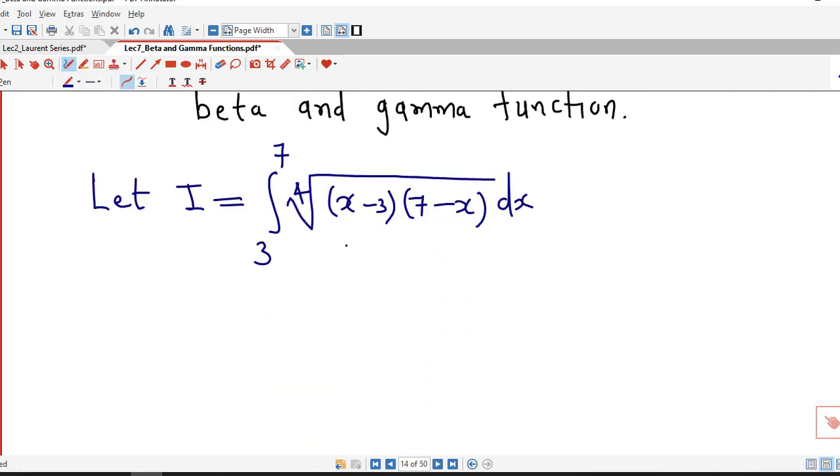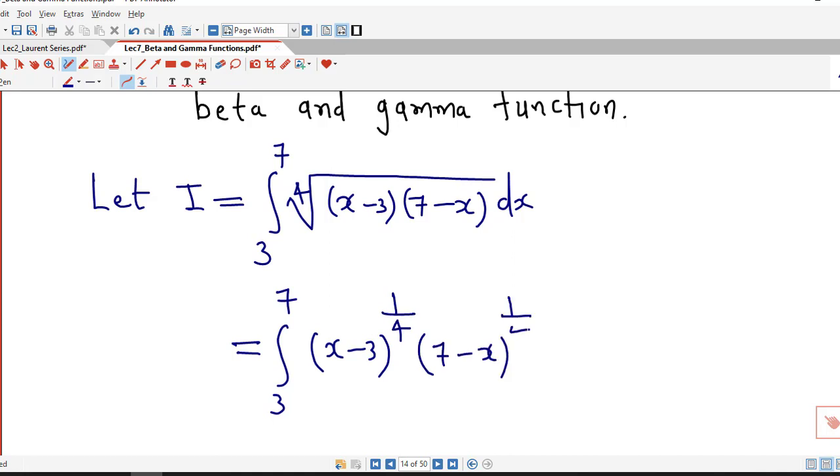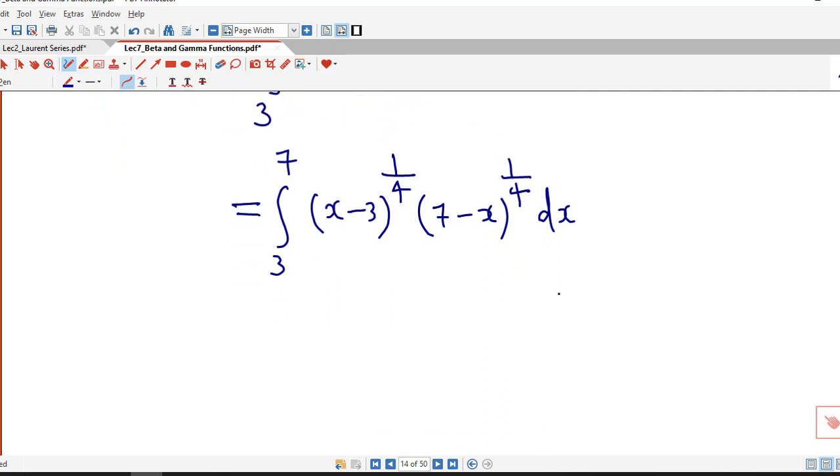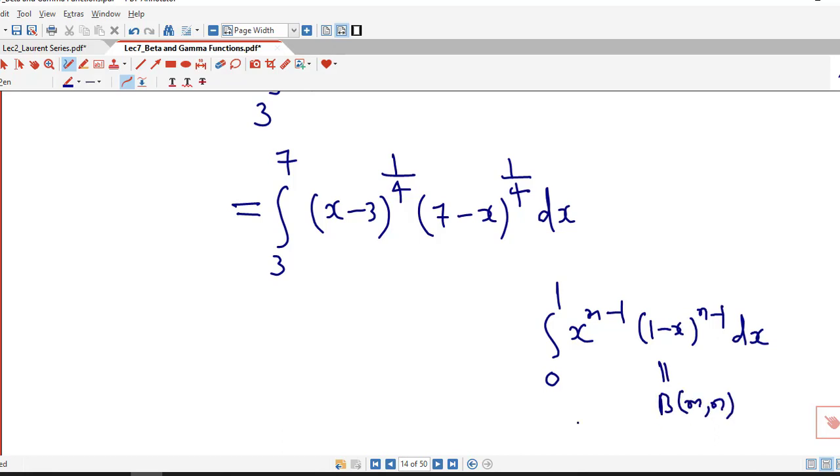So first question is which proper substitution we have to consider. Before that we can rewrite this integral as (x − 3) raised to 1/4 times (7 − x) raised to 1/4. So suppose we are trying to convert this integral in terms of the beta function, then the definition of the beta function is the integral from 0 to 1 of x raised to m − 1, (1 − x) raised to n − 1 dx.